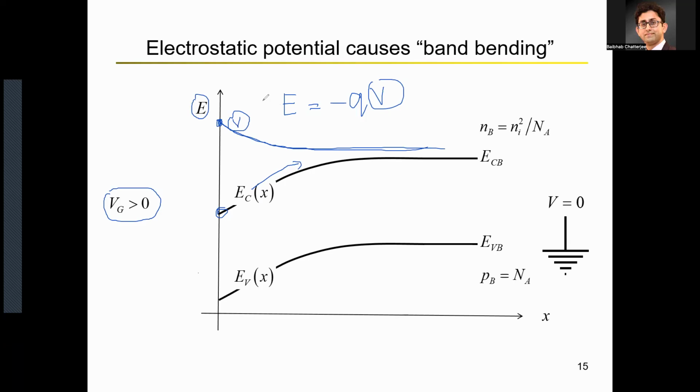And this is the same graph that we had drawn two slides back, that your voltage is highest just below that insulator, and then it goes to zero potential when it is connected to the ground on the far right-hand side of the semiconductor.